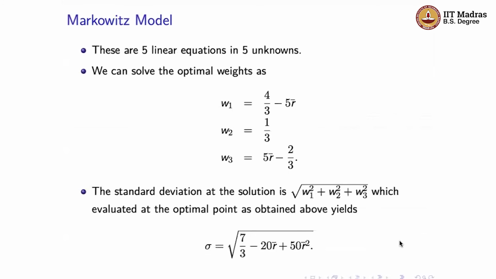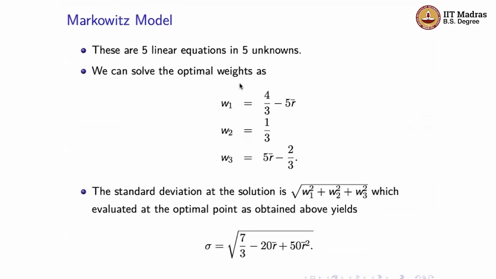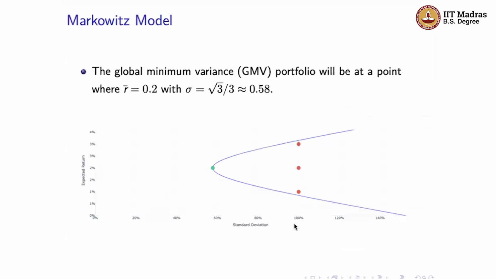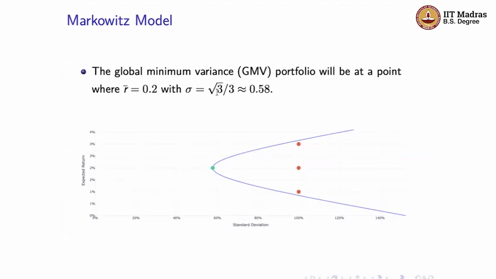what's the global mean variance. So how will we get that? What we want to think about is what's the smallest value of sigma on this line. That will happen when this is minimized, and this will be minimized, if you think about it, at minus 20 plus 100 R bar equal to 0, or where R bar equals 0.2. And once you plug that in here, you will get square root of 3 by 3. And if you do the approximation, this is almost equal to 0.58.